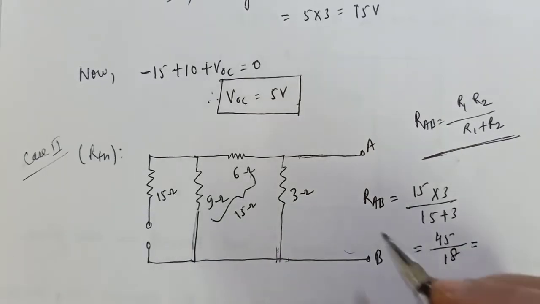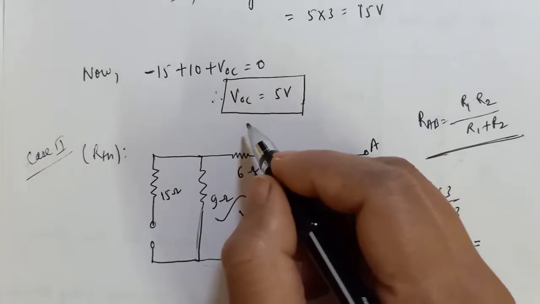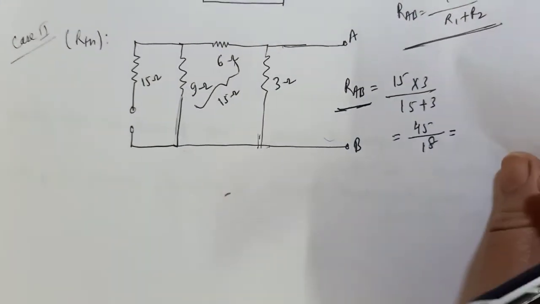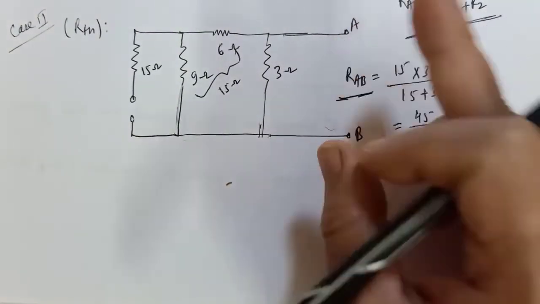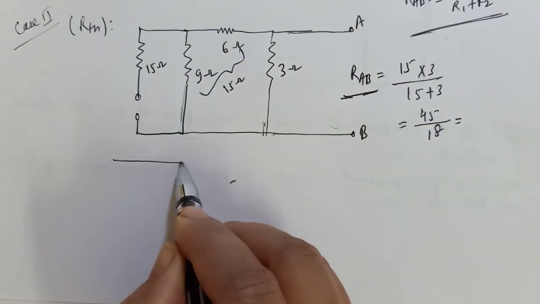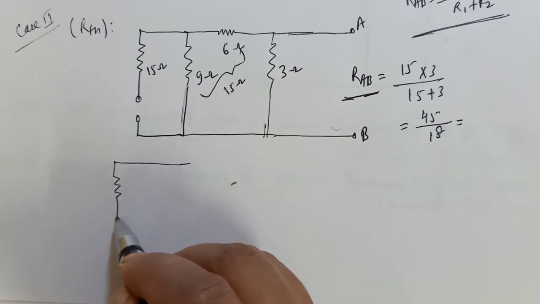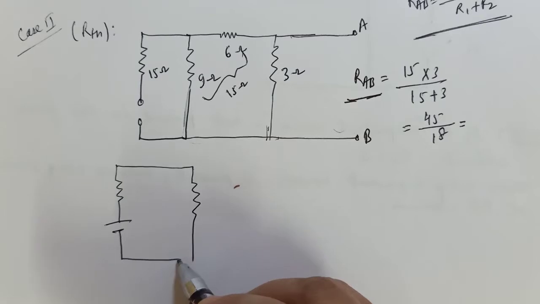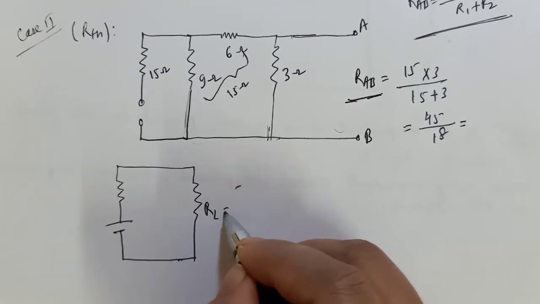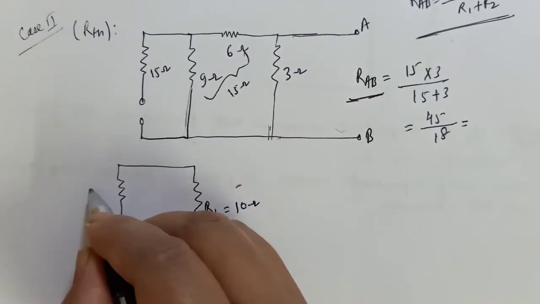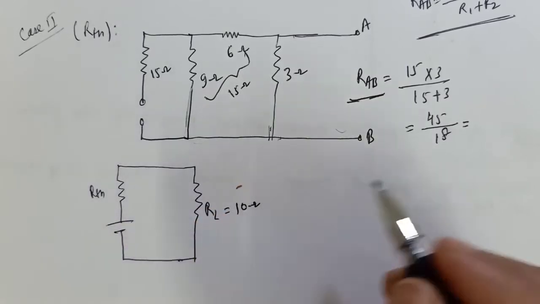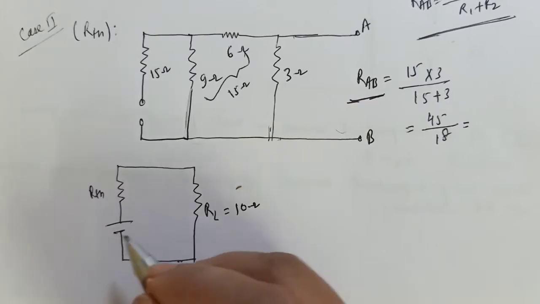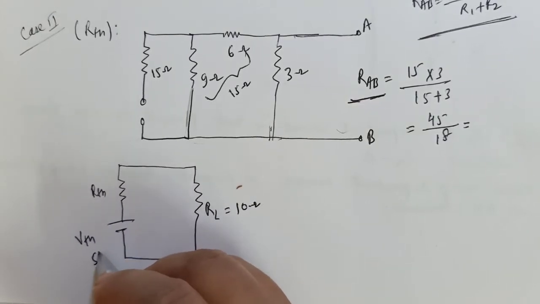Now you got the RThevenin and the VThevenin. Now you need to calculate the load current across AB terminal. So now draw the Thevenin equivalent circuit. So RThevenin, VThevenin and the load resistance. So load resistance was your 10 ohm. This is RThevenin. RThevenin is your 45 by 18. You can simplify this. And VThevenin is your 5 volt.